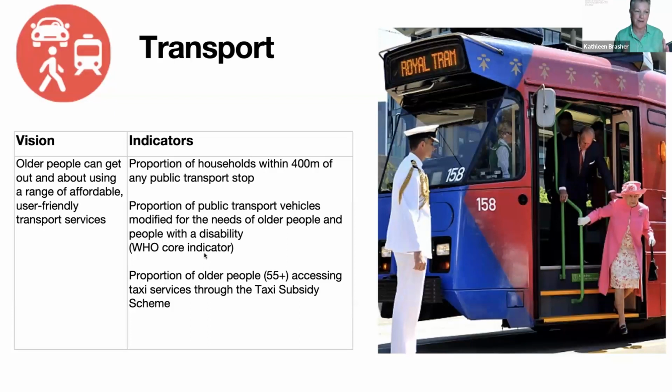So this is an Australian example of transport indicators that we've developed. So the vision is described, it's focused on affordable and user-friendly transport. And so there are 3 indicators to measure and monitor progress towards that vision. There's one single indicator that's a very general measure of accessibility, and then 2 that are specific to those key terms of accessible and affordable transport.